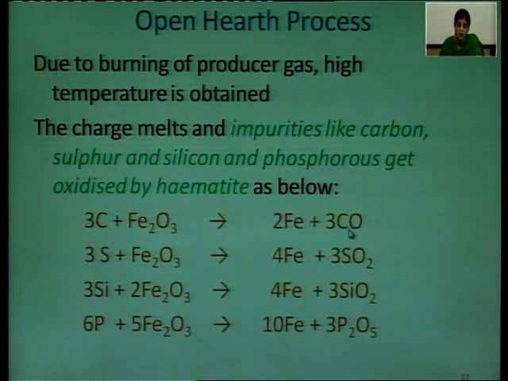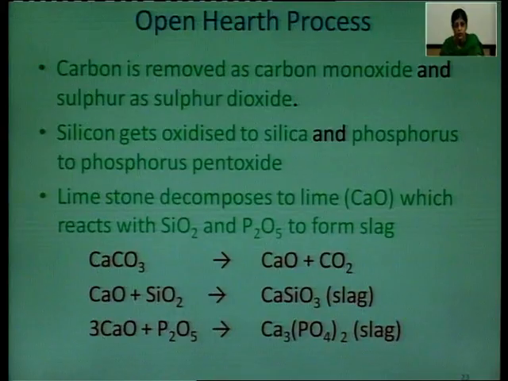Now, these two, carbon monoxide and sulfur dioxide, are gases. They are hot gases, they will escape out. We are left with silicon oxide and phosphorus pentoxide. Let us see what happens to them. The silicon oxide, SiO2, what happens?